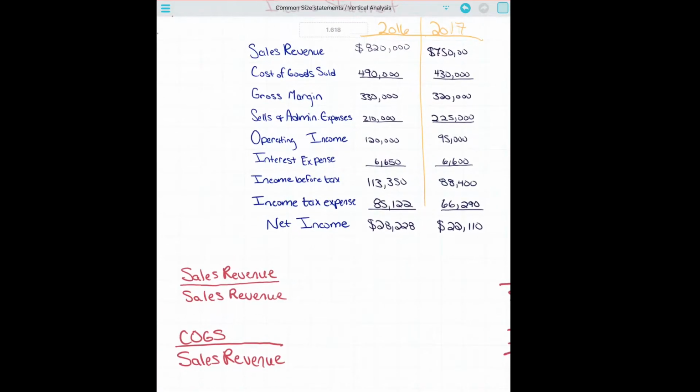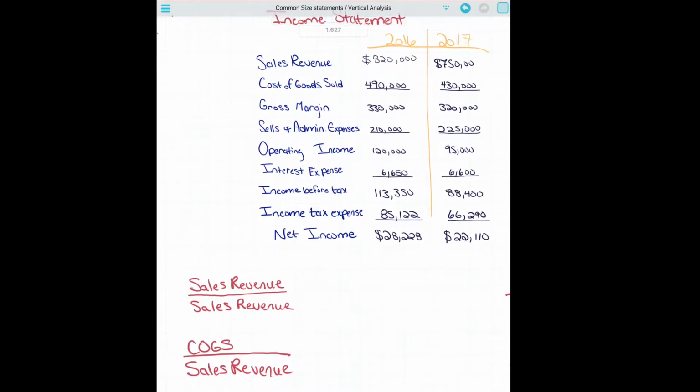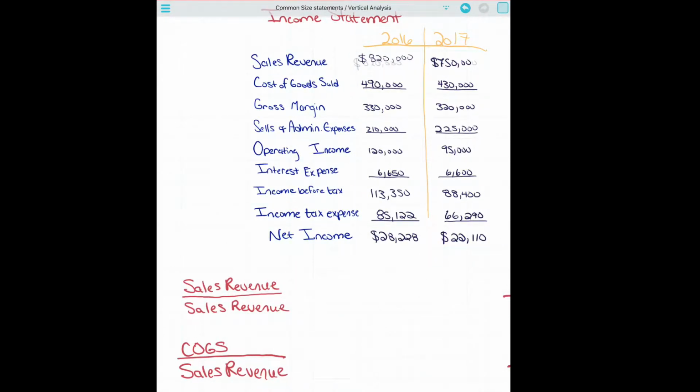So first we're going to do year 2016. And when you're doing the vertical analysis, you're only focused on that one year that you're working on, not both years, just 2016 for example. Okay, so we're going to start with sales revenue divided by the sales revenue gives you 100%.